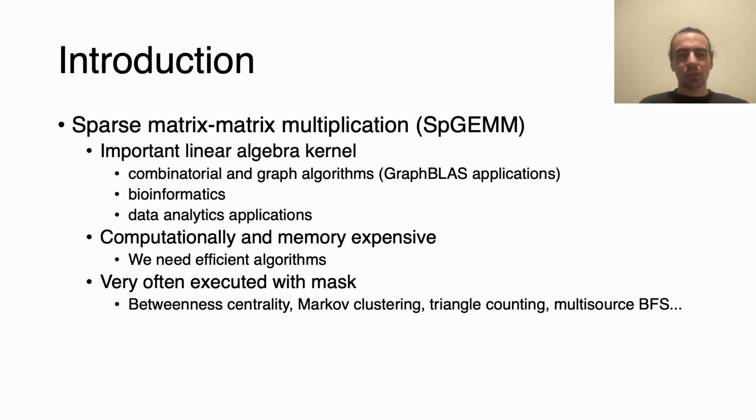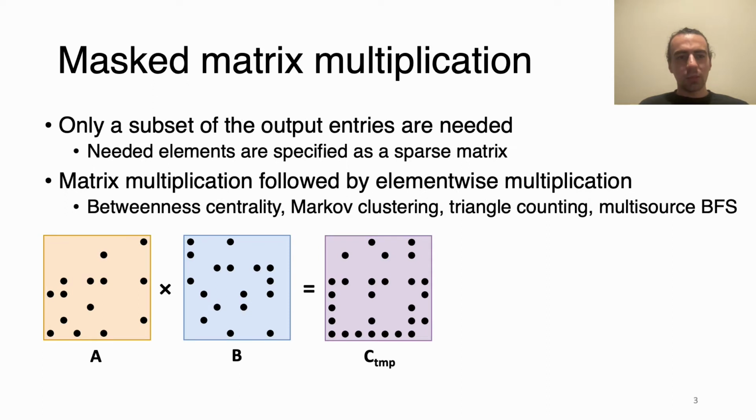It is also very often executed with a mask. Some of the examples where we have SpGEMM followed by masks are betweenness centrality, Markov clustering, triangle counting, and multi-source BFS. If we need only a subset of the output elements, then we can specify those elements as a sparse matrix and perform matrix multiplication followed by element-wise multiplication.